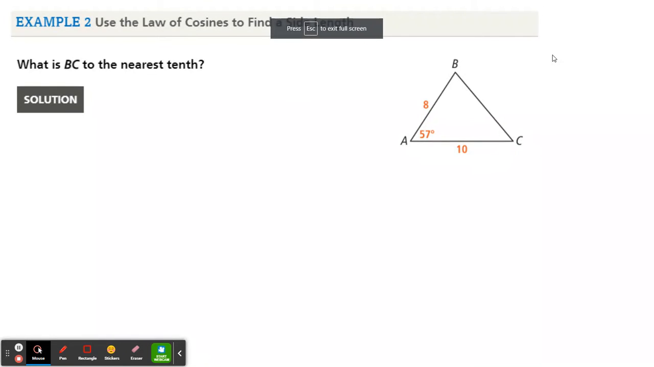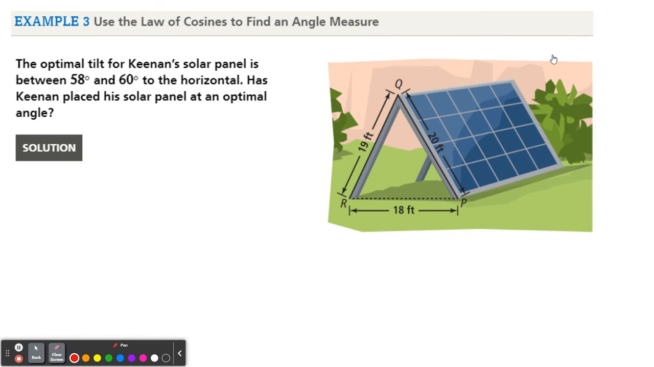All right, two more problems like I promised. The next one, example 3: the optimal tilt for Keenan's solar panel is between 58 and 60 degrees to the horizontal. Has Keenan placed his solar panel at an optimal angle? The angle we're looking for is this angle right here, the tilt of his solar panel made with the horizontal, which is this dotted segment. So we need to find this angle.